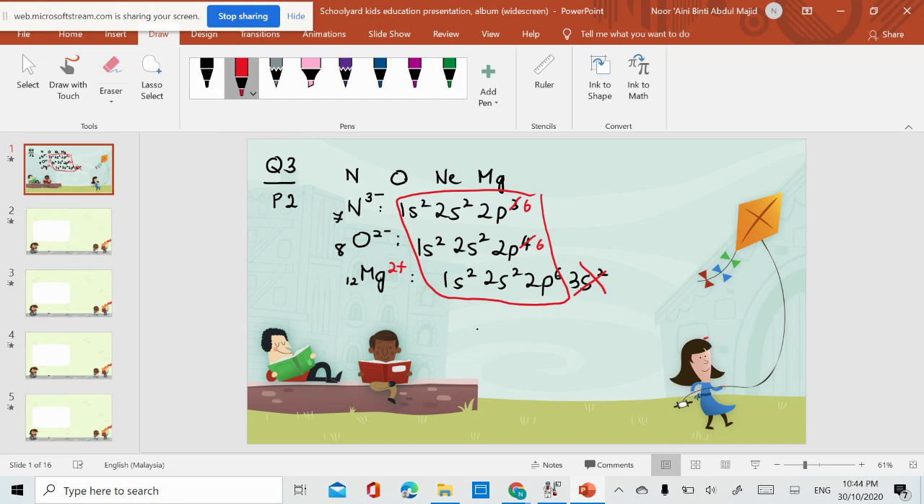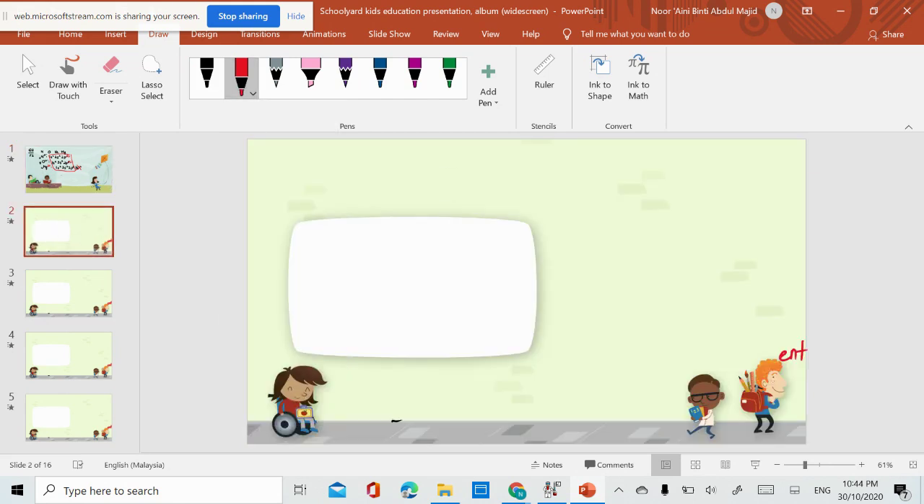Now, let's have a look at question 3, quiz 3, problem 7. In this question, you are given 6 ionization energies of an element, and you need to deduce whether that element comes from P, S, or D block.